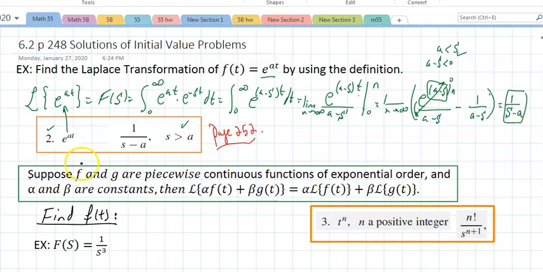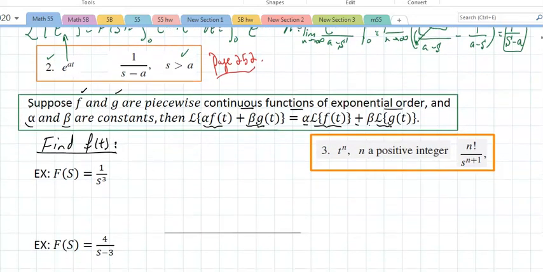Now suppose f and g are piecewise continuous functions of exponential order, and alpha and beta are constants. If you apply the Laplace on alpha times f plus or minus beta times g, that would be alpha times the Laplace of f plus or minus beta times the Laplace of g. So the constants you could ignore and drag up front.